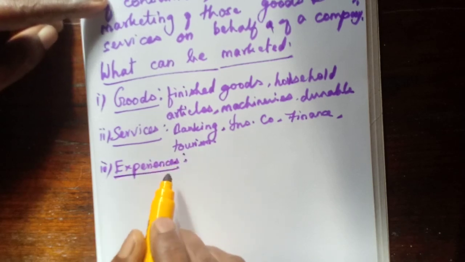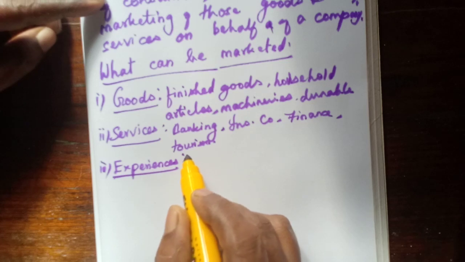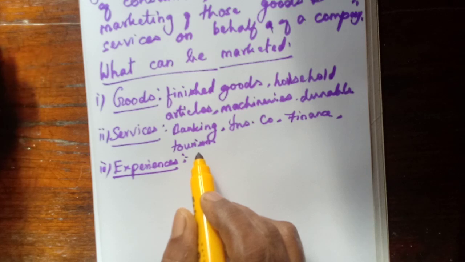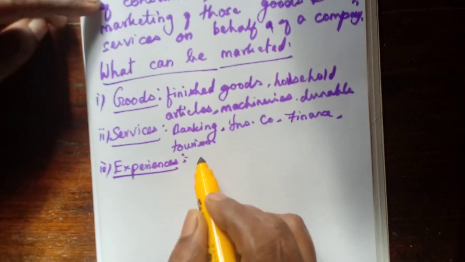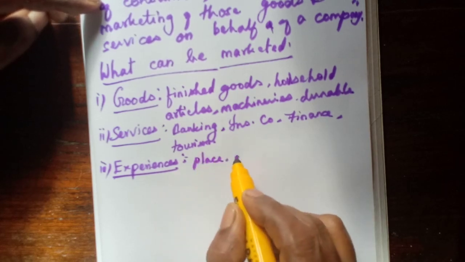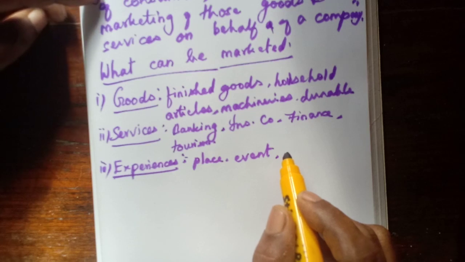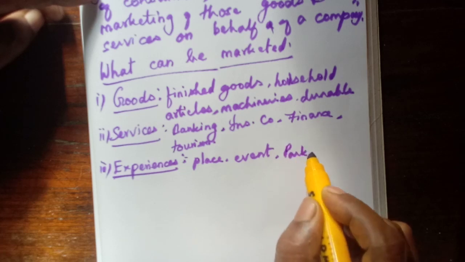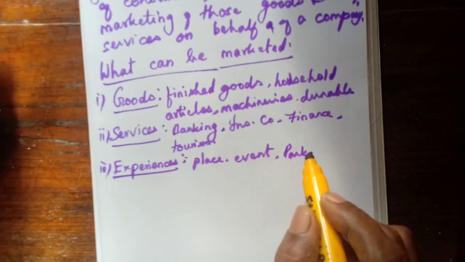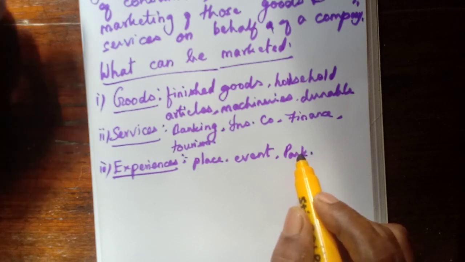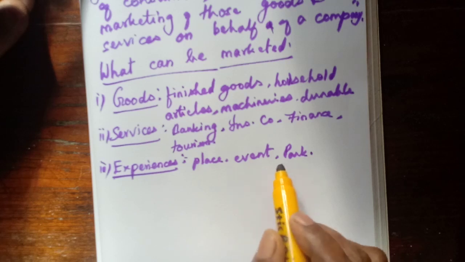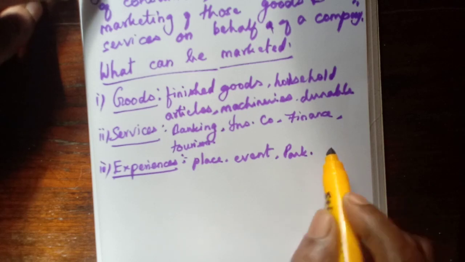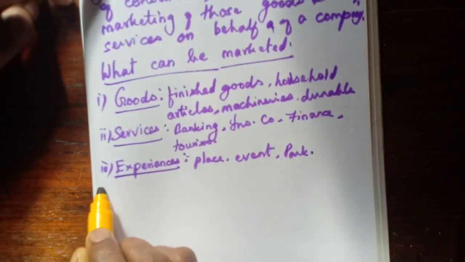The experiences are marketed. What we can say, maybe our experience. If a person goes to a particular place abroad, then he will come and share his experience. If he has seen a place, or if he has attended an event there. Event means any program. Or any park, if he has gone, then he may share his experience. That can be marketed in order to promote the people to go to a particular place, or to join that event, or to visit that park, or any amusement park, whatever it is. So that can also be marketed.